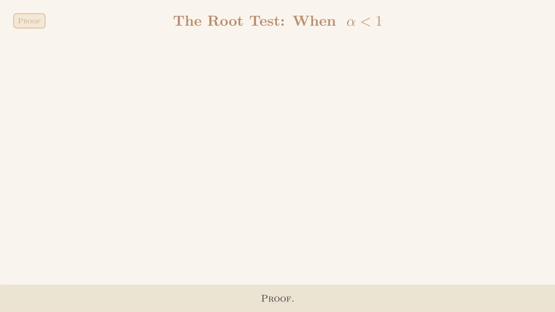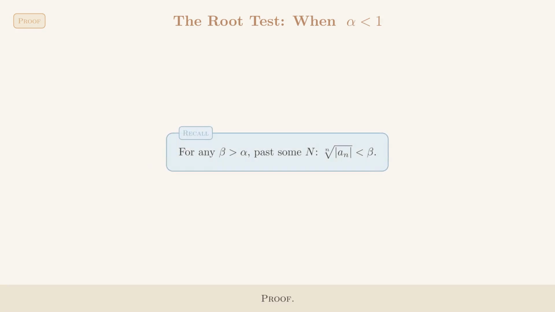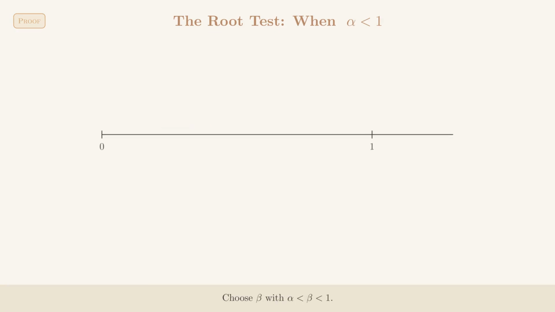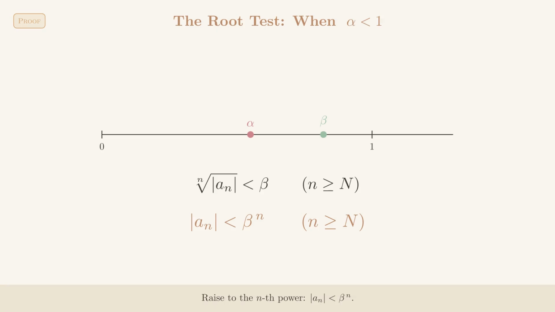We now prove the first case, when alpha lies below 1. Recall a property of the limit superior. If we pick any number beta larger than alpha, then past some index the nth roots all fall below beta. Choose beta strictly between alpha and 1. Because alpha is below 1, there is always room for such a beta. Mark alpha and slip beta between it and 1. Past some index, every nth root of the absolute value of a term falls below beta. Raising both sides to the nth power, each such term is below beta raised to the nth power.